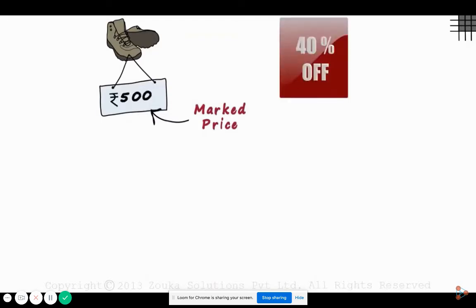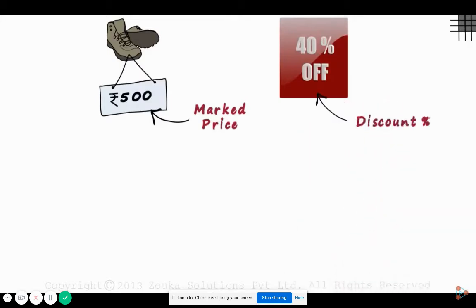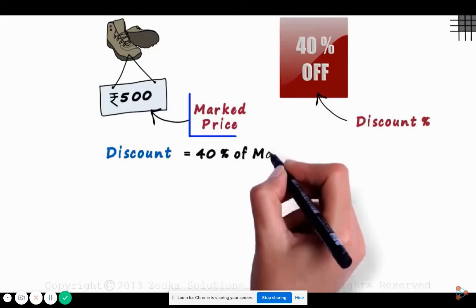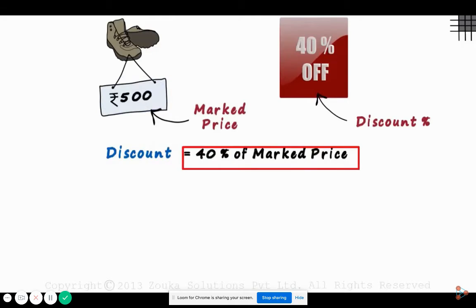But when you turn around, you see a board which says 40% off on all products. This, as we all know, is the discount percentage. We need to find out the price at which we will be able to buy these shoes after factoring in the discount. The first thing you need to know is that the discount is always a percentage of the marked price. What do you think will be the discount in this case? Yes, it will be 40% of the marked price. Remember, discount is always a percentage of the marked price.